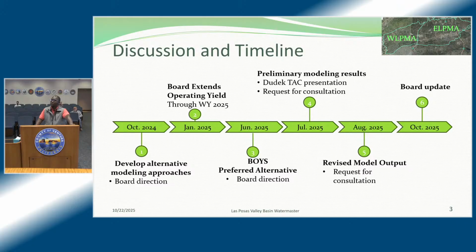At the January 2025 meeting, your board extended the operating yield of the basin through water year 2025. So this is an additional year. The judgment calls out for 2 years through at least water year 2024. So this is an additional year that we have that 40,000 acre feet operating yield.